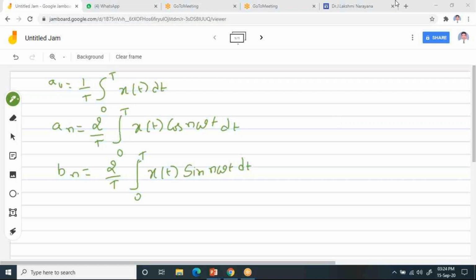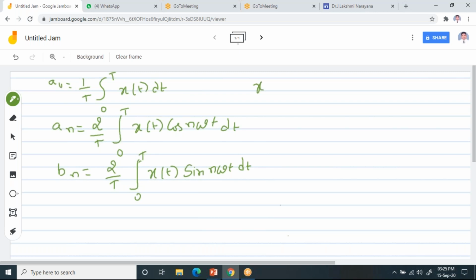Here I have written the 3 formulas for the Fourier series, which is the trigonometric Fourier series. I have written a0 equal to 1 by T integral 0 to T x of t dt, an equal to 2 by T integral 0 to T x of t cos n omega t dt, and bn equal to 2 by T integral 0 to T x of t sin n omega t dt. Now what is your x of t? Your x of t is nothing but a waveform. Now I am going to write the waveform here.